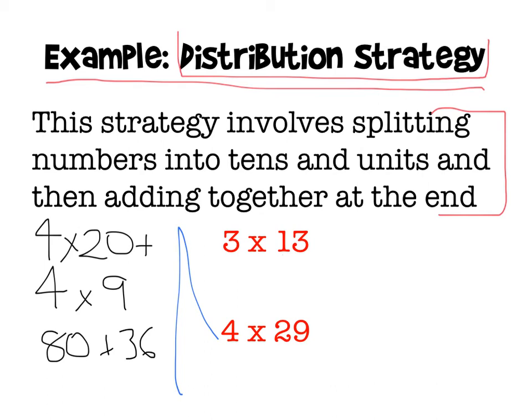Okay, 80 plus 36. Again, I'm going to use another strategy here. I'm going to say 80 plus 20 is 100. What have I got left over from 20 in that? Well, 16. So my answer is 116. Let's look at my next example.